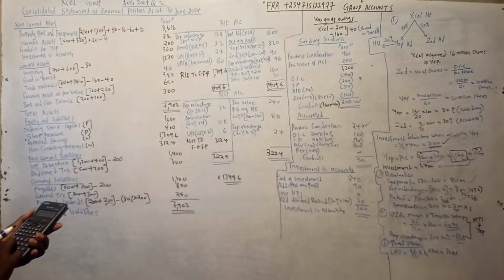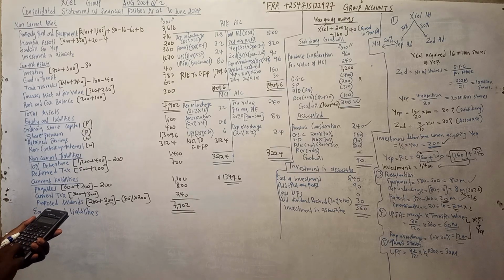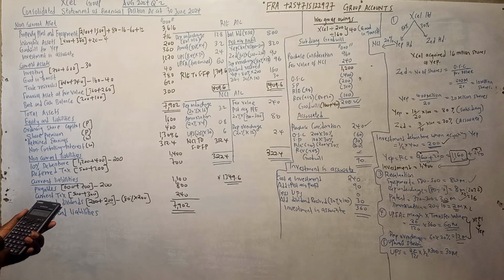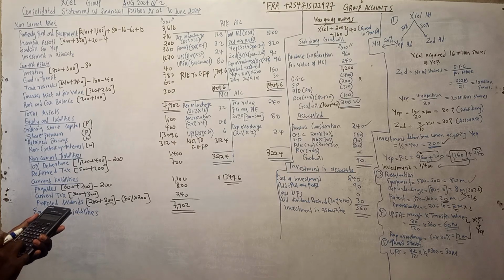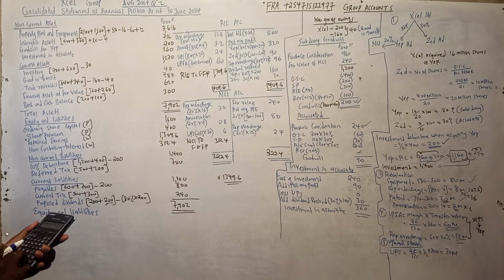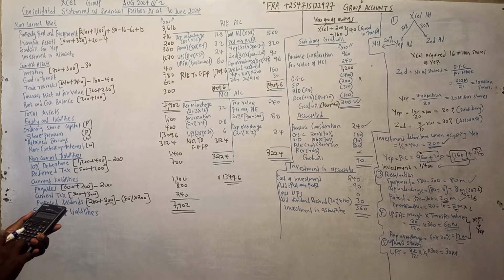So 1600 plus 400 plus 1309.6 plus 12.4 plus 1400 plus 700 plus 1100 plus 800 plus 240. I'm getting 78 something. So where is the error?